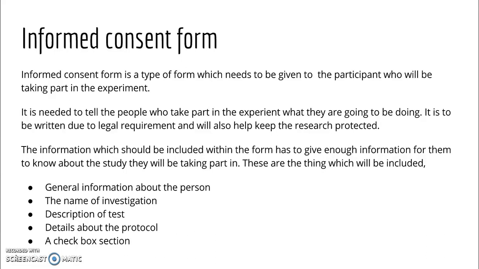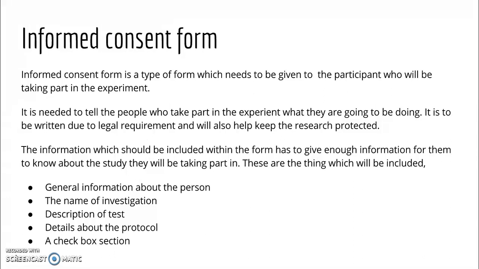The name of the investigation is also needed, as well as a description of the test, details of the protocol, and a checkbox section. Within this checkbox section, if it is ticked, this will demonstrate that the person wants to take part in the experiment.